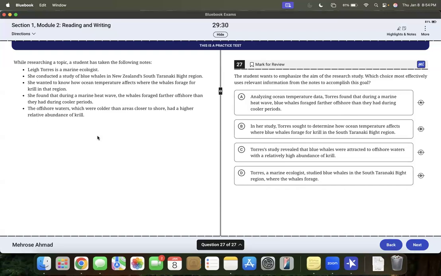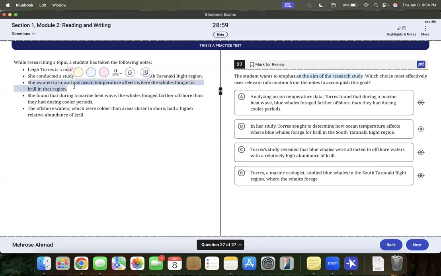All right. A student wants to emphasize the aim of the research study. Which choice most effectively uses relevant information from the notes? This is the notes. This is a marine ecologist. She conducted a study of blue whales in this region. She wanted to know how ocean temperatures affect where the whales forage for krill. This is what she found. What's the aim? How does temperature affect where whales forage?